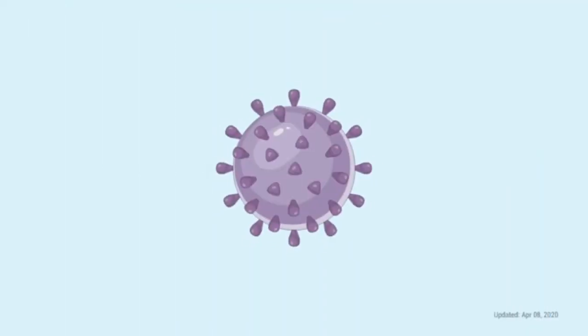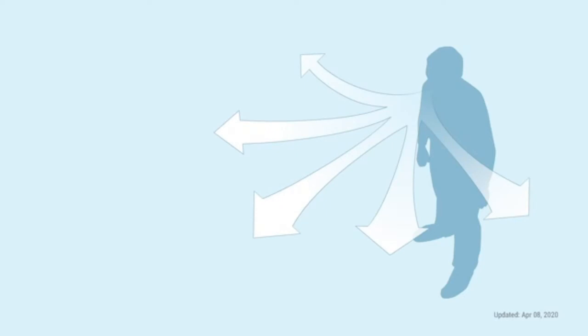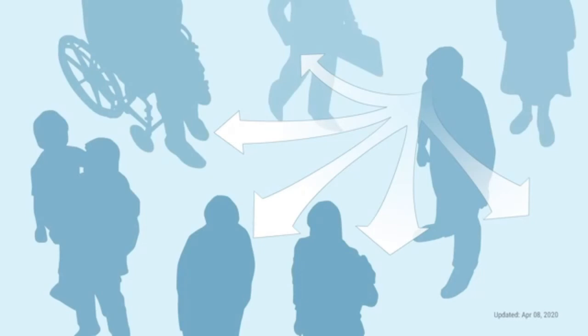How does COVID-19 spread? The virus is spread through droplets, so when an infected person coughs or sneezes, they project droplets of the virus out into the air. Those droplets then land on or are breathed in by other people. That's the most common way the virus can spread.